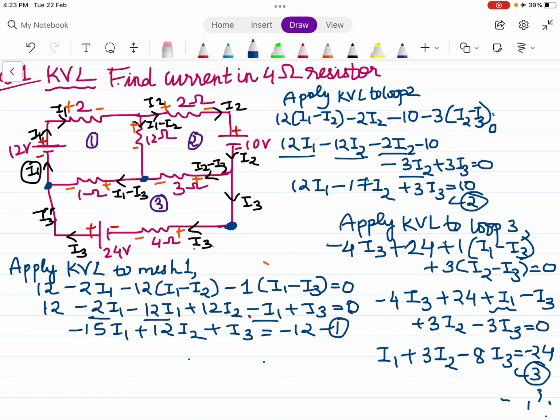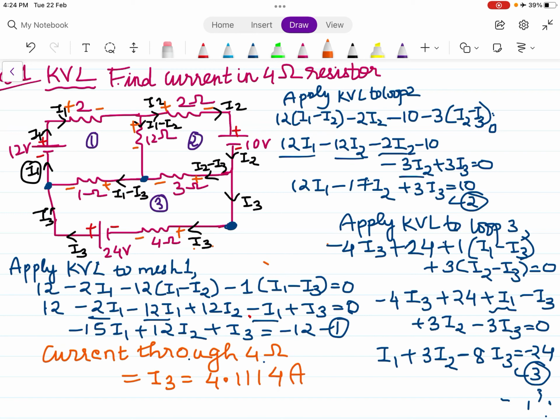Minus 17, 3, 10, 1, 3, minus 8, minus 24. So current through 4 ohms equal to I3, which is equal to 4.1114 amperes.